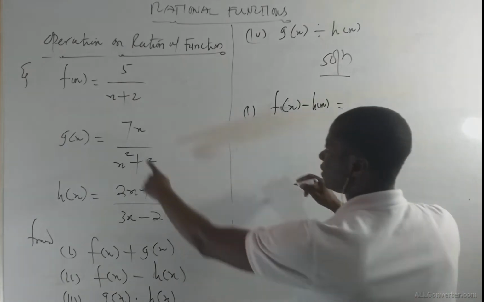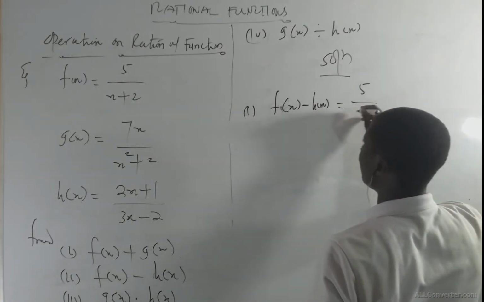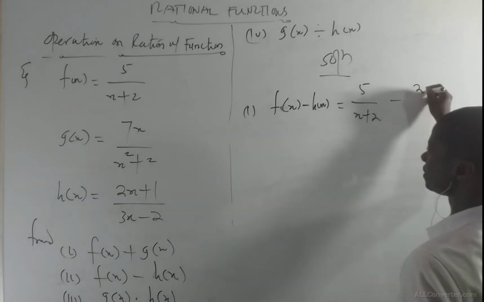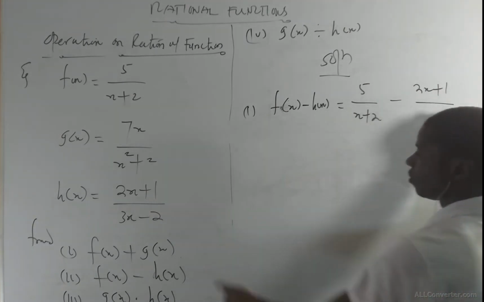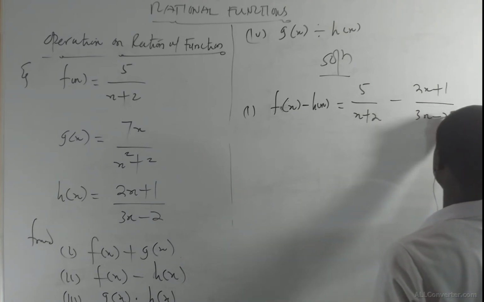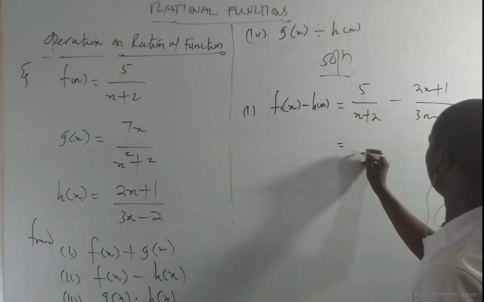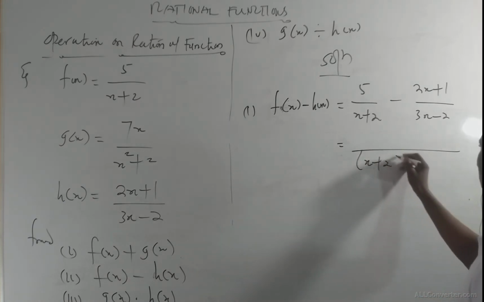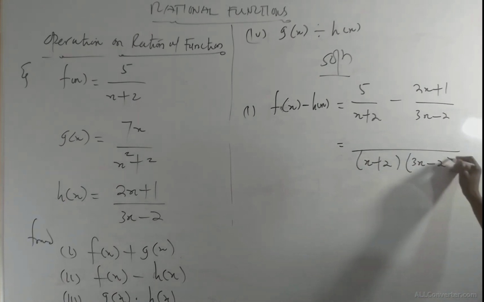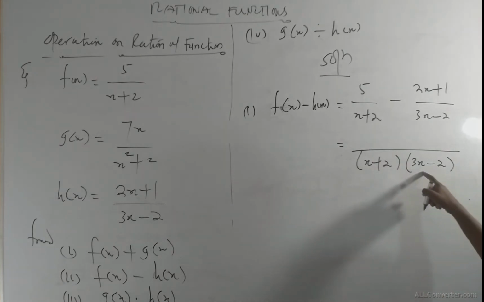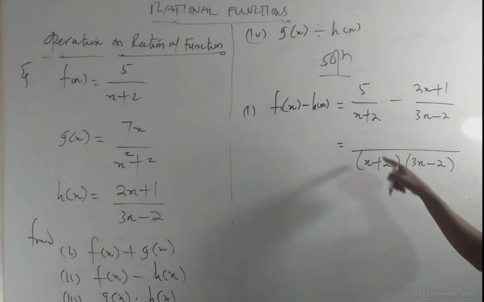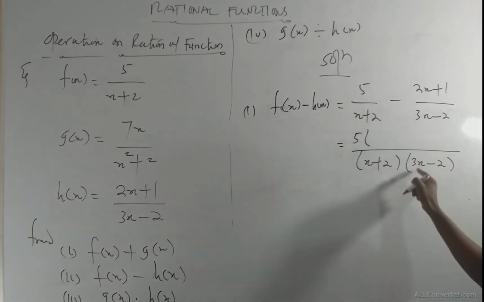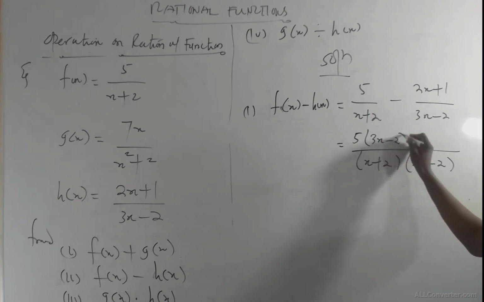Now f of x, the function, we have 5 over x plus 2 minus h of x. h of x is 2x plus 1 over 3x minus 2. So we still find the common denominator, and that is x plus 2 then 3x minus 2. So here we are left with this, and I guess by now you understand that. So this crosses out this, and we are left with this. So this will multiply 5. So we have 5 times 3x minus 2.